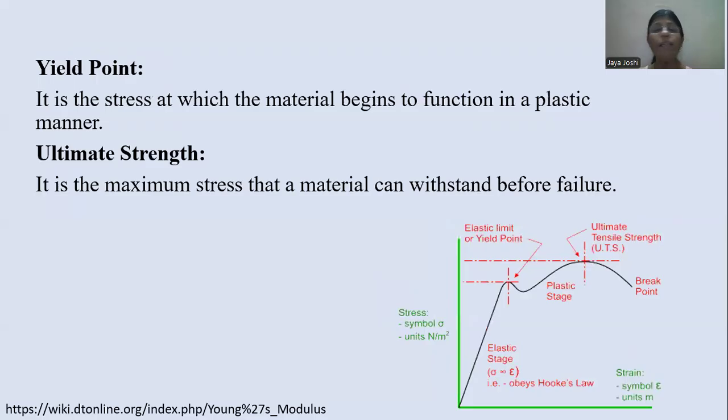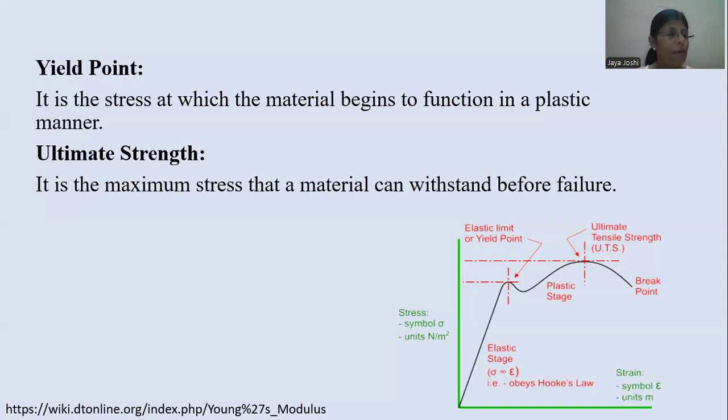Okay. So within this limit, whatever strain is occurring is elastic in nature. Now, next point is your yield point. It is the stress at which the material begins to function in a plastic manner. As I told you, till the proportional limit or elastic limit, the stress and strain are proportional to each other. But beyond that point, there is a slight change in the dimension of the material, which we call a plastic type of strain. So yield point is that point just beyond the elastic limit where the plastic deformation starts.